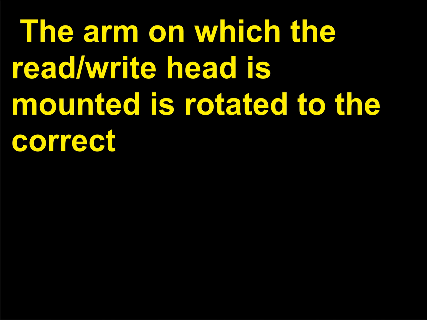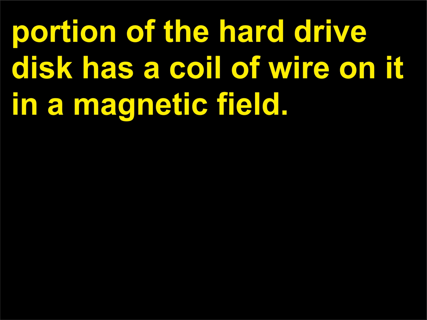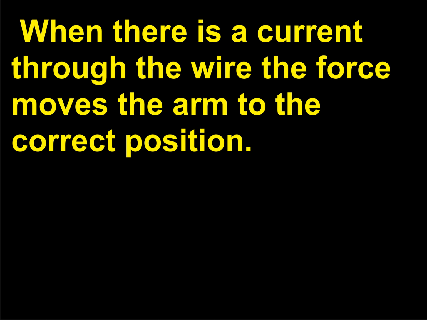The arm on which the read/write head is mounted is rotated to the correct portion of the hard drive disk. It has a coil of wire on it in a magnetic field. When there is a current through the wire, the force moves the arm to the correct position.